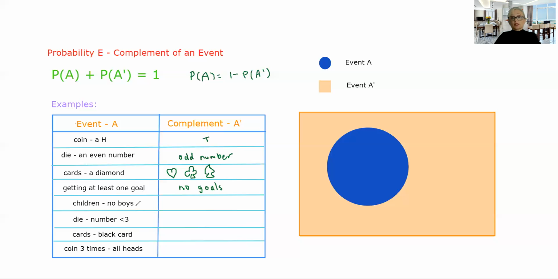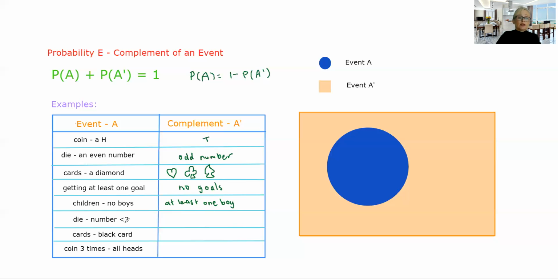Talking about having a certain number of children in a family. What's the complement of having no boys? Now, it's not having all boys, because you don't either have no boys or you have all boys. There's a whole heap of varieties in between where you have 1 girl or 2 girls or whatever. So the complement of having no boys would be having at least 1 boy. It's everything else that could possibly happen.